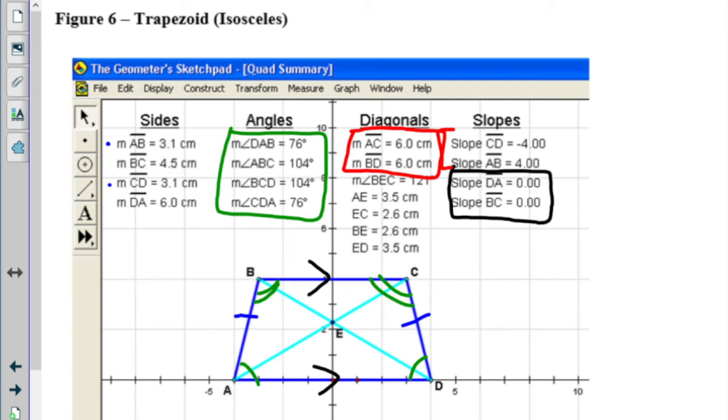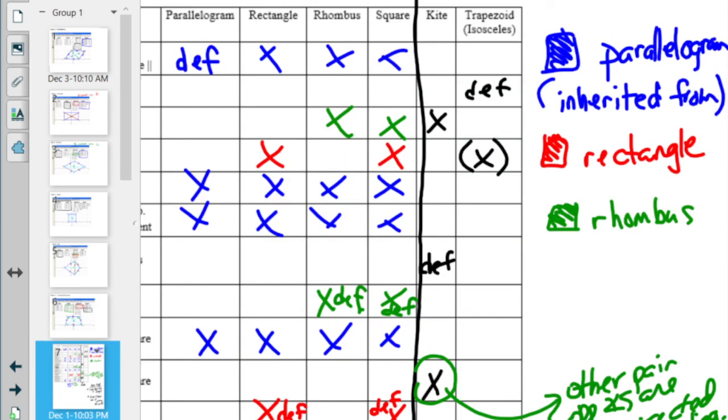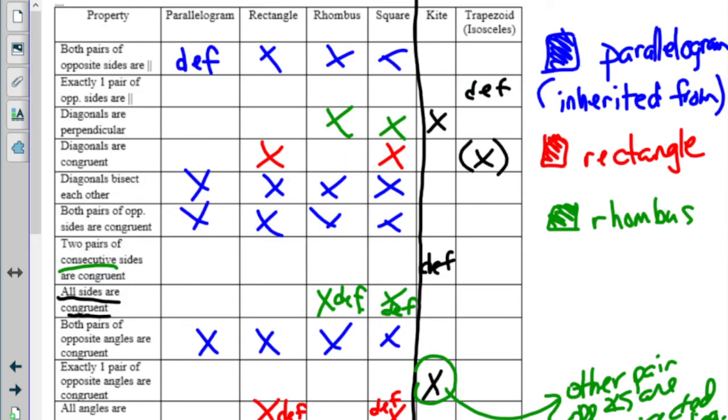So, back to our chart. We're going to finish it up here. Notice that the kite and the trapezoid are separated off. That's because they're not parallelograms. So they don't have all the properties of all the other shapes that we've talked about.